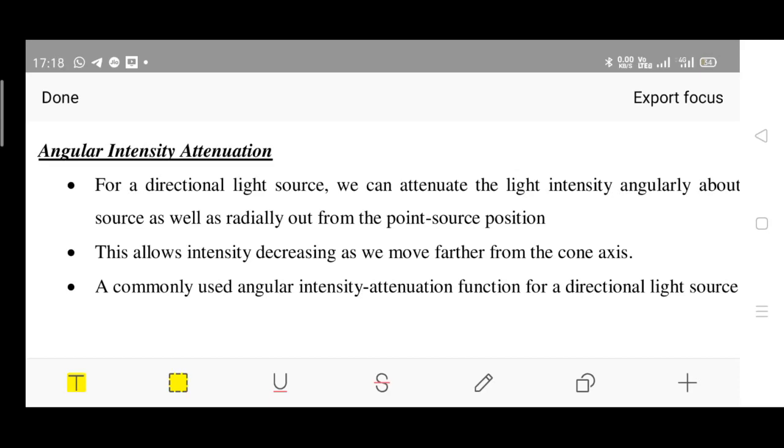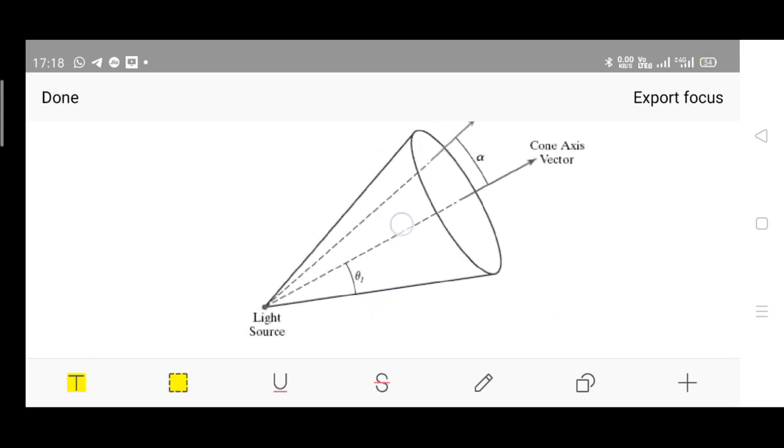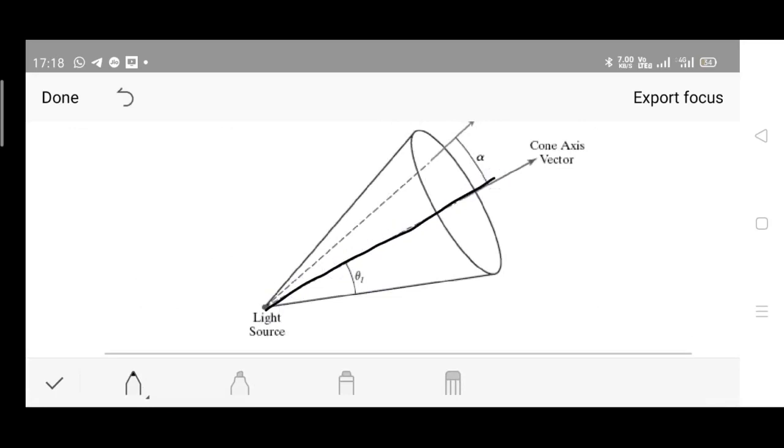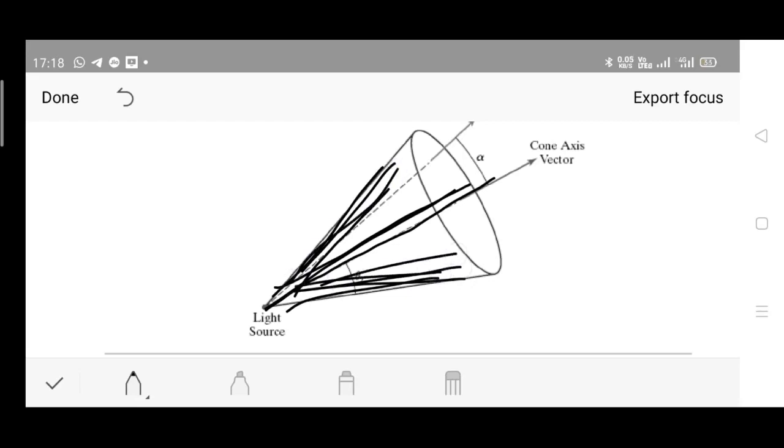This is for directional light sources. A conical structure is there, so we can attenuate the light intensity angularly about the source as well as radially out from the point source position. This allows intensity to decrease as we move further from the cone axis. Intensity is maximum in this direction, and as we move towards the border the intensity is slightly reduced. It is observed to be maximum at the center position.